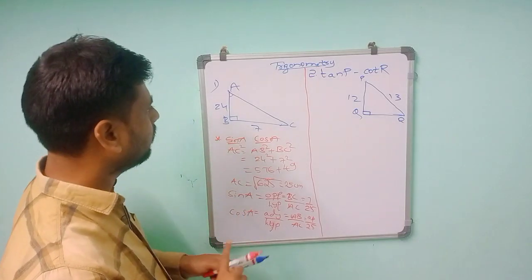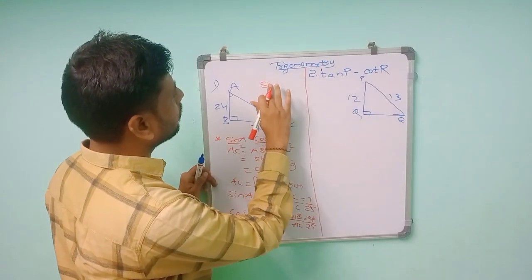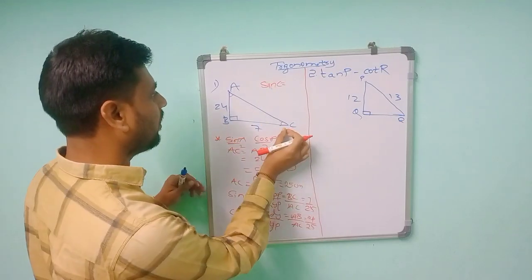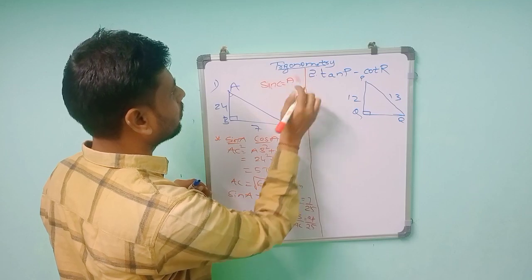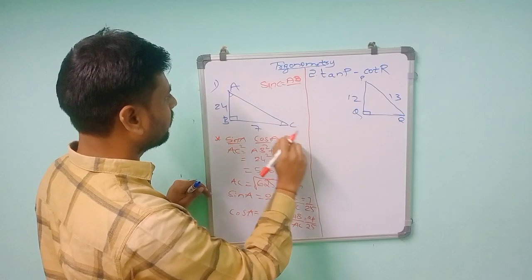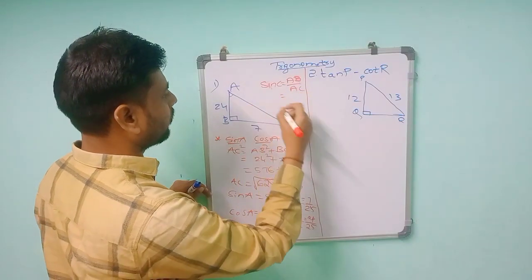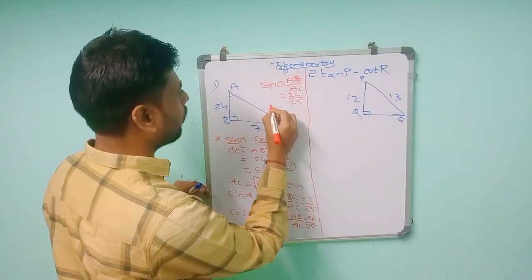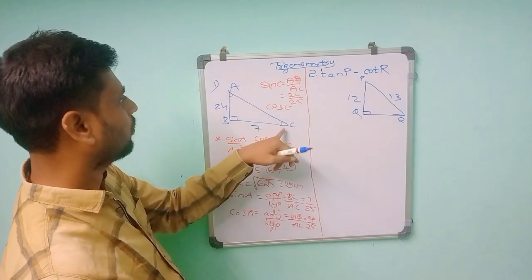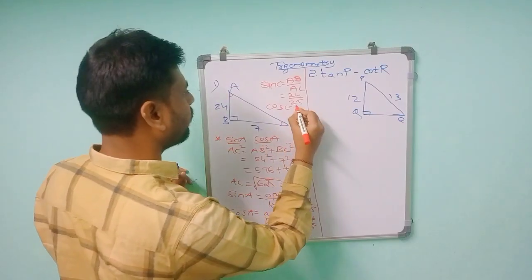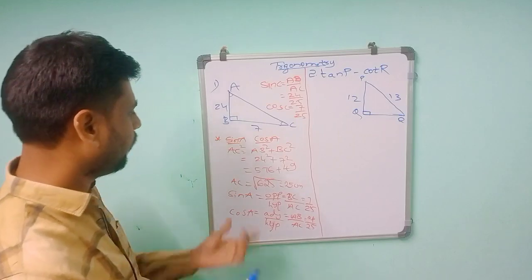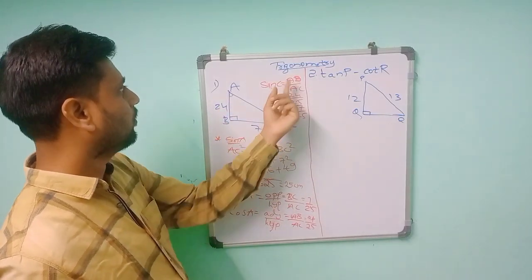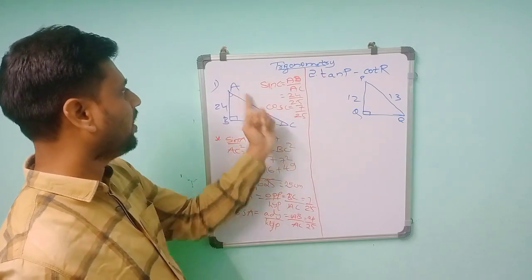Before that, in the first question, they also asked for sin C. If you take sin C, you have to take this angle. The sin formula is opposite by hypotenuse, but for this angle the opposite is AB, divided by hypotenuse AC. So AB by AC is 24 by 25. Like that, cos C is adjacent by hypotenuse. Adjacent is BC, hypotenuse is AC, so 7 by 25. Sin C is different from sin A because the angle changes: the opposite side and the adjacent side change, while the hypotenuse stays the same.